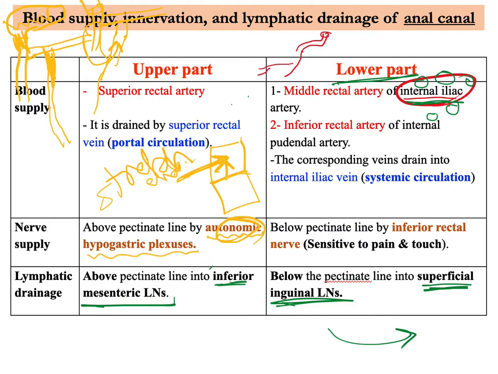While the lower half of the anal canal originates from the ectoderm, so it is similar to skin and it is innervated by somatic nerves, the inferior rectal nerve, right? Not autonomic, the inferior rectal nerve. And in this case, it is very sensitive, very typical, similar to skin. That means it is sensitive to pain, temperature, touch, and pressure, right?